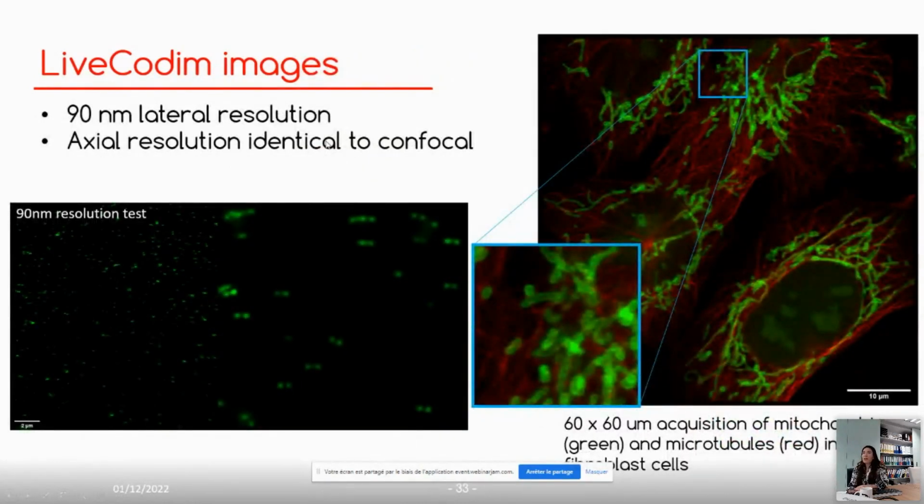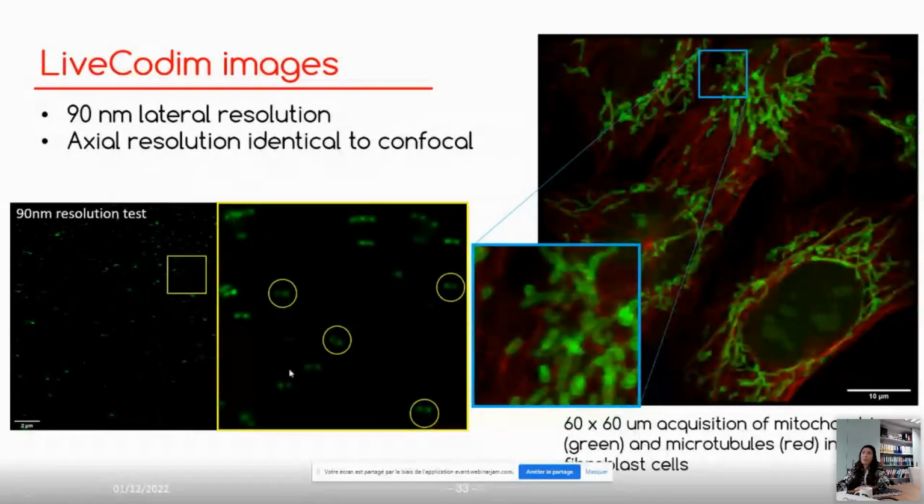And so what you can get is kind of that nice in-between super resolving power. So we have up to 90 nanometer lateral resolution, and we've validated it in these DNA origami samples. So these 2 fluorophores are separated on DNA origami by 90 nanometers. And here too, we can section through a tissue, and axial resolution is then going to be identical to confocal.